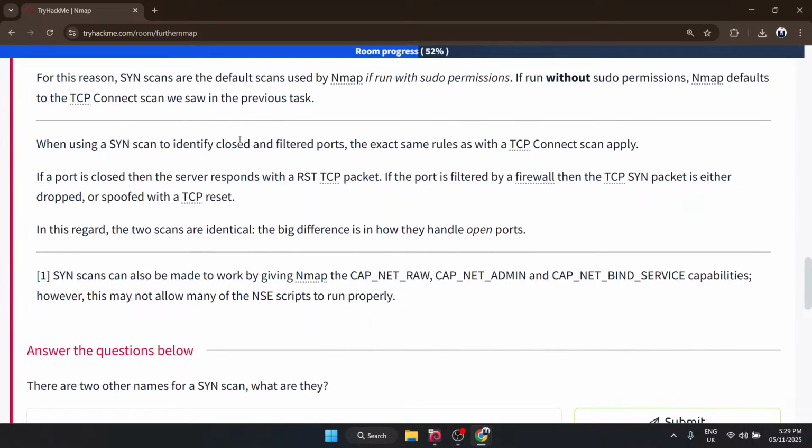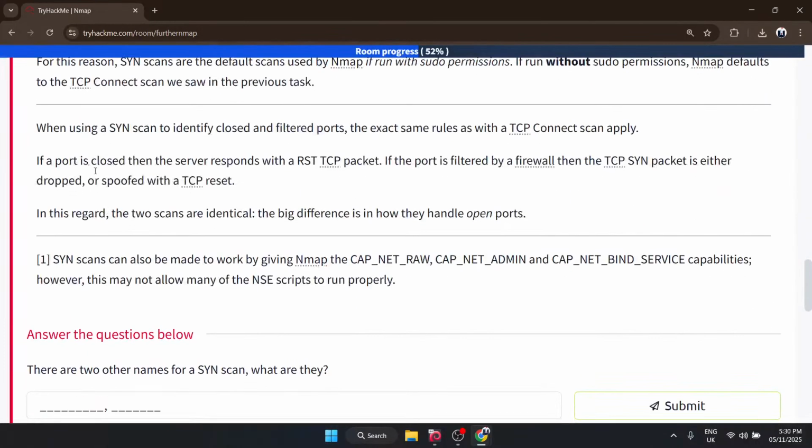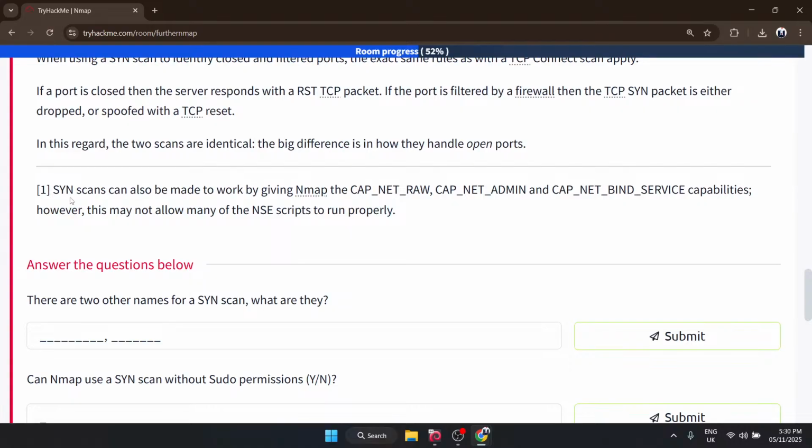When using SYN scan to identify closed and filtered ports, the exact same rules as with the TCP connect scan apply. Same in the SYN scan as in the TCP scan, there is not much difference, except it's much safer. If a port is closed, then the server responds with a TCP reset. And if the port is filtered by a firewall, the TCP SYN packet is either dropped or spoofed with a TCP reset packet. Sometimes it will still show us that the port is closed instead of filtered.